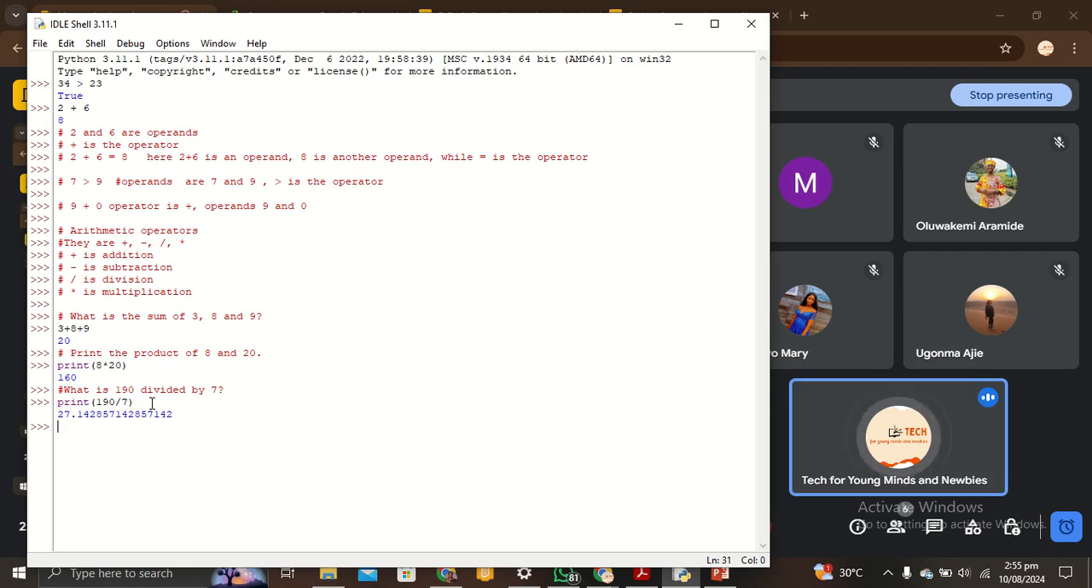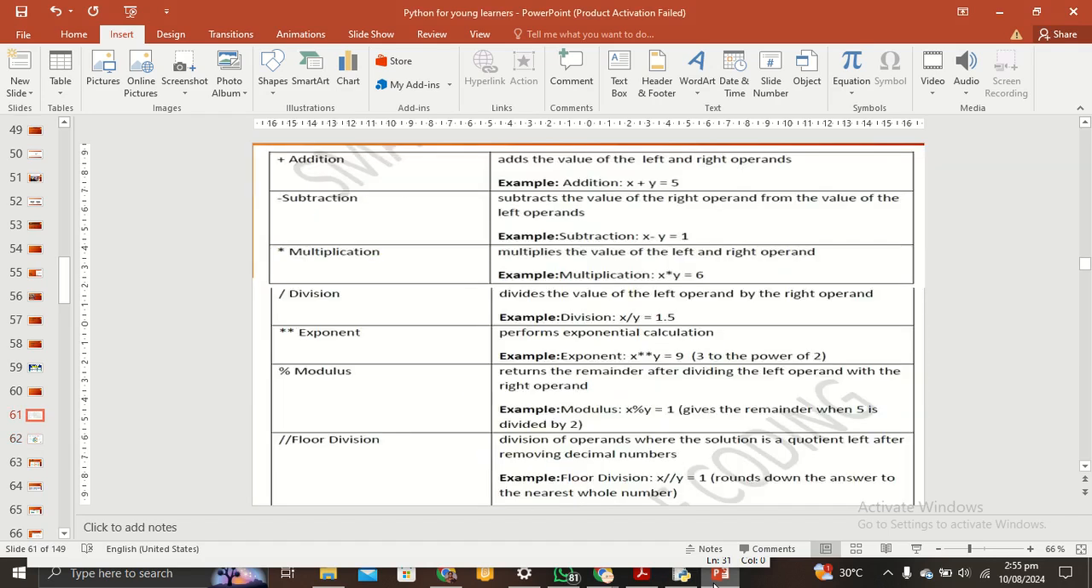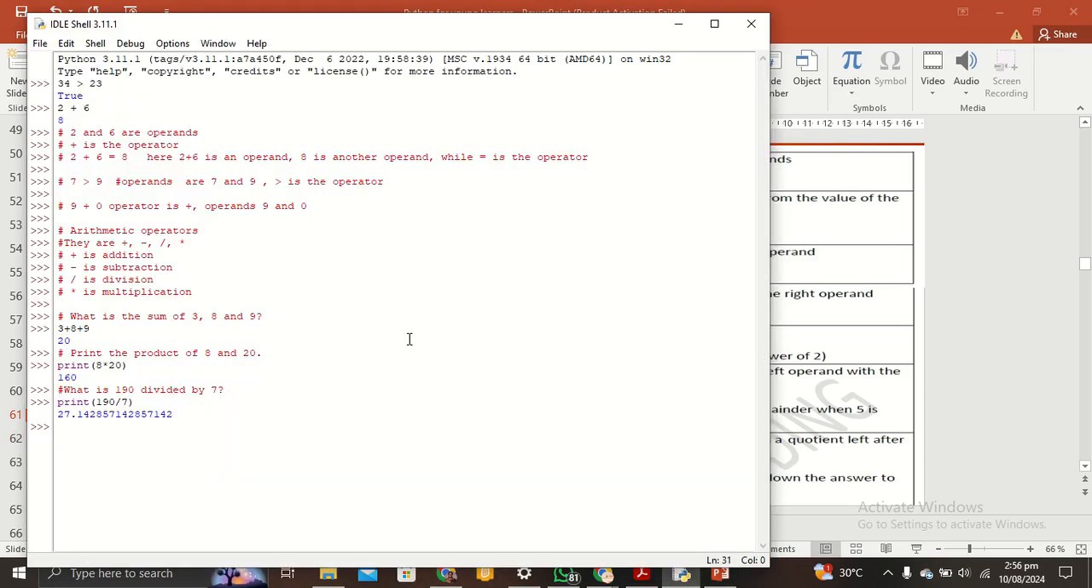Then we have 27.14. Is that okay? So subtraction should not be a problem. You can try out subtraction by yourself. Yes or no? Yes, subtraction shouldn't be. Now another arithmetic operator that we have is raised to.